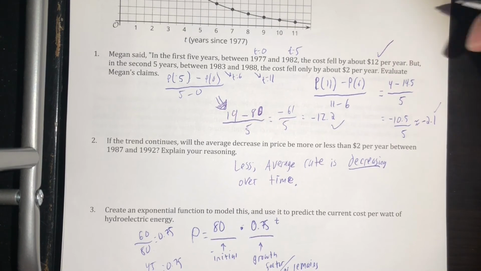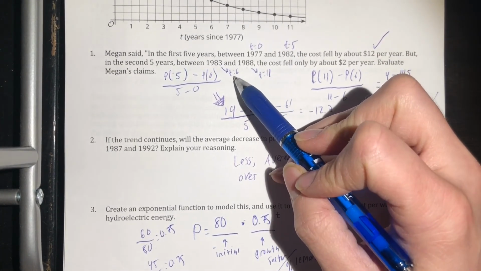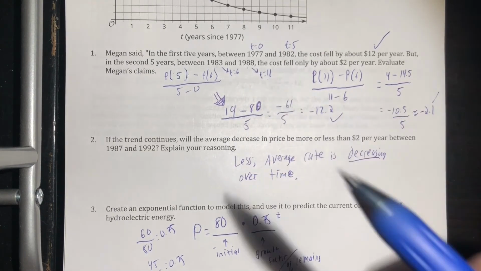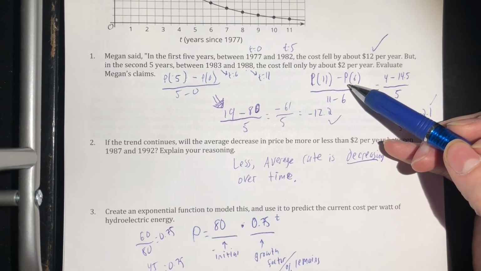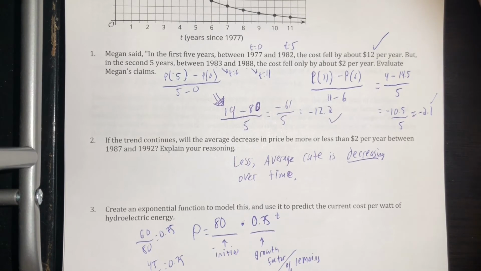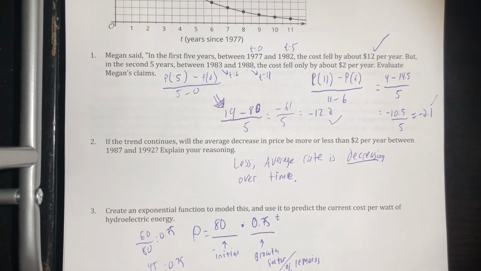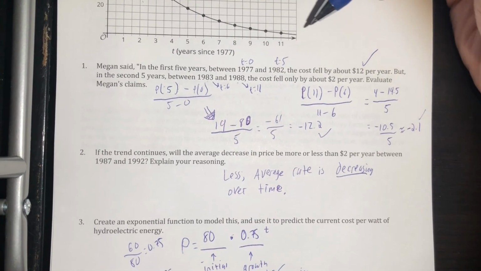So that's right. And the second 5 years, from 1983 to 1988, be mindful that 83 is actually the 6th year and 88 is the 11th year. So P of 11 minus P of 6 should get me approximately 4. If you said a different number, like 3.5 or 3, that's pretty close. Don't say 5. It's not 5, obviously. It's a little bit below 5.